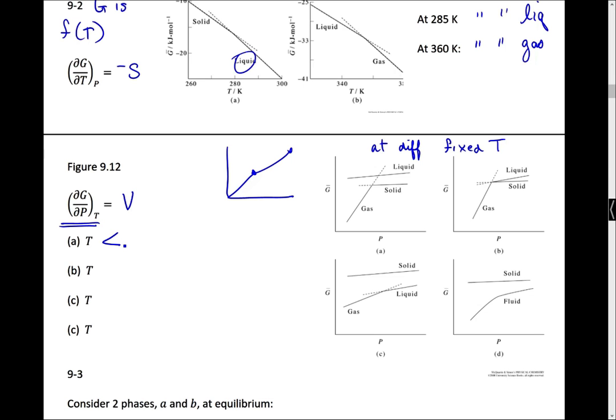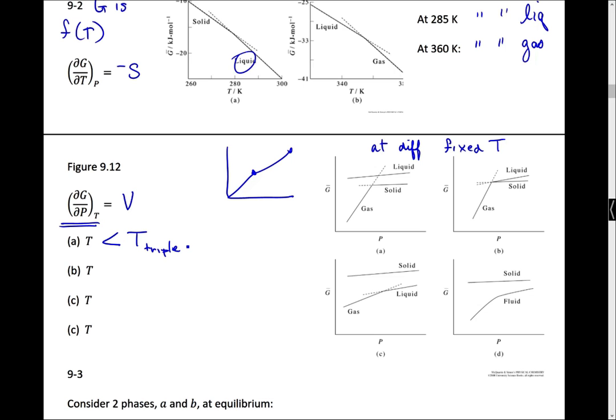If I started here and I went up, I would go into the liquid phase. If I started here and I went up, what phase do I go into? I go into a solid phase. So that says that we are at a temperature less than the triple point. Does that make sense?